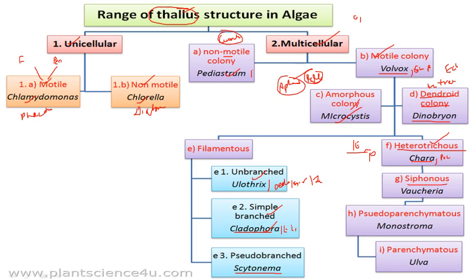And next comes Siphonous. Siphonous may be, siphon means pipe-like structure. So the simple Siphonous include example that is Acetabularia, and the most advanced Siphonous form, that is Vaucheria, which is also known as unicellular multinuclear condition that is found in case of Vaucheria. So this is commonly known as Coenocyte.